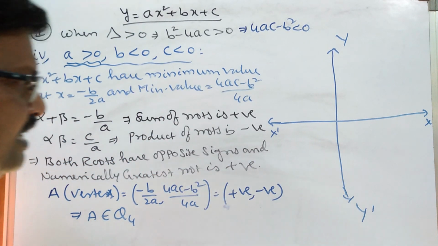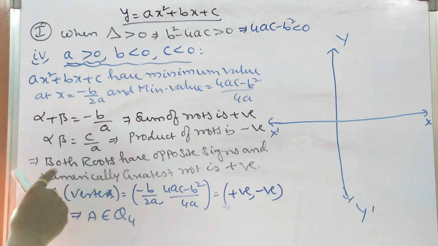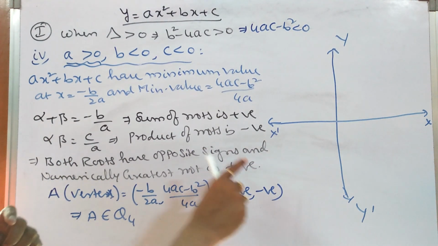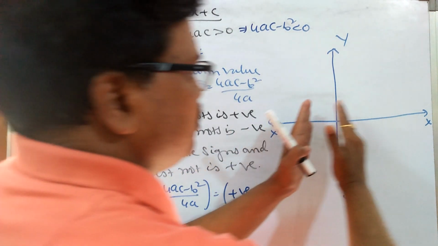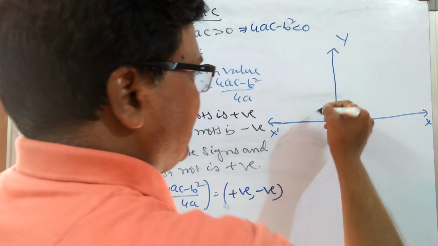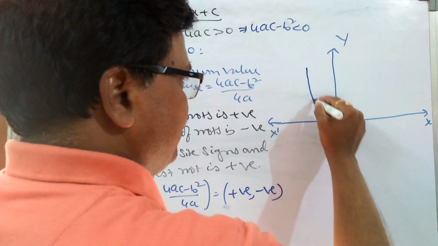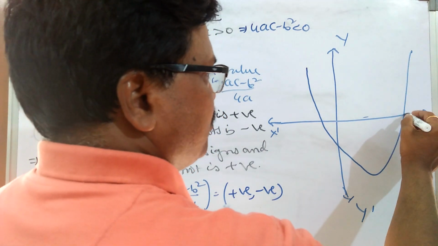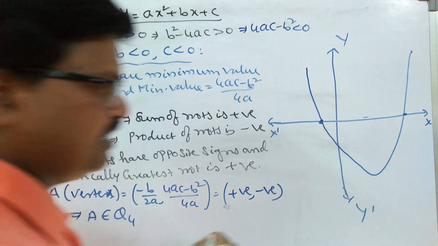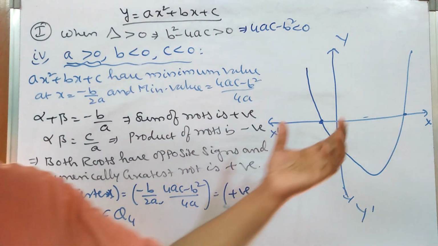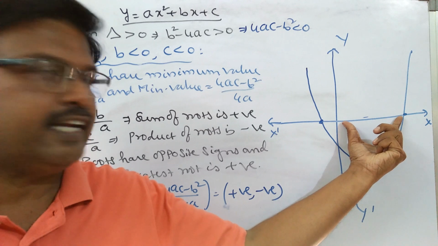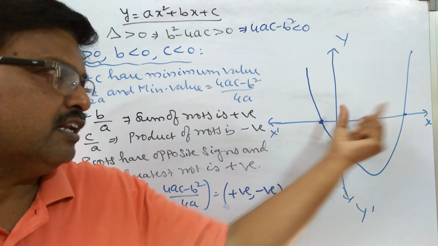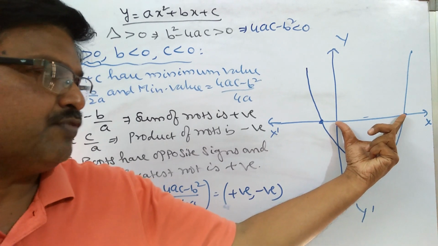Where it intersects is also important. Why? Because both the roots have opposite signs, and numerically greatest root is positive. Numerically greatest root is positive means this side is more when compared with this side. So the graph will be like this. Here this distance is more when compared with this distance from origin. So numerically this positive root is greatest when compared with the negative root. Why? Because one is at less distance from origin, whereas the other is at greatest distance from origin.